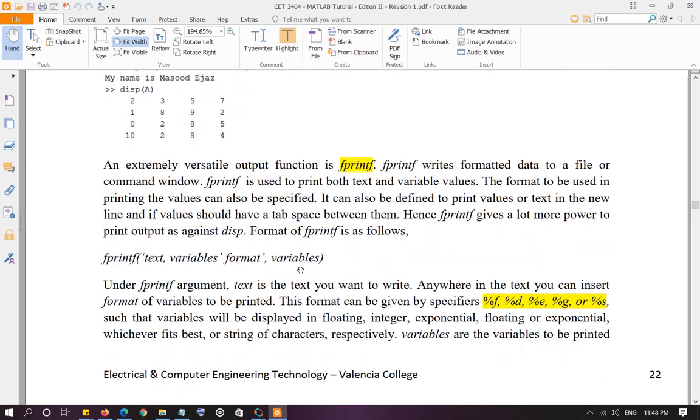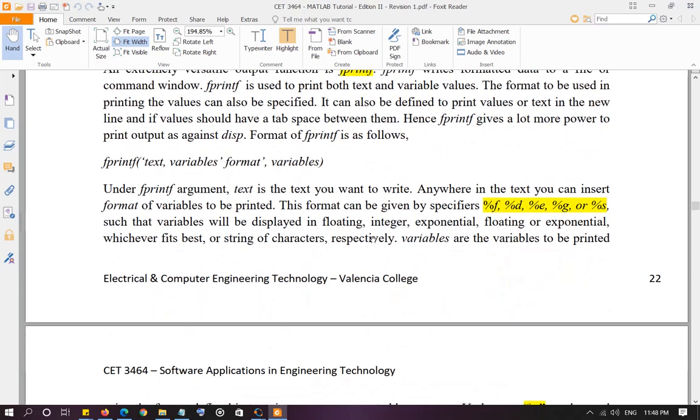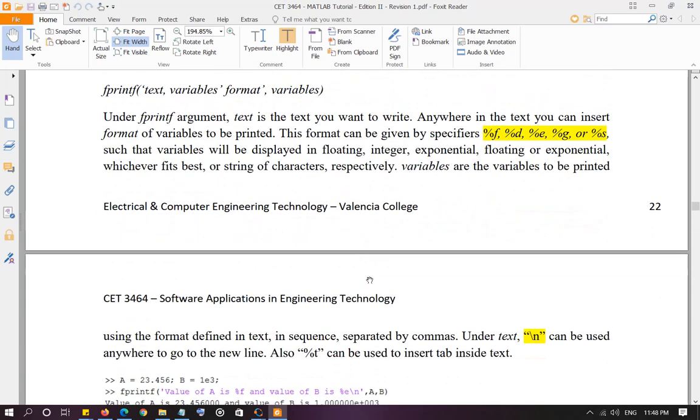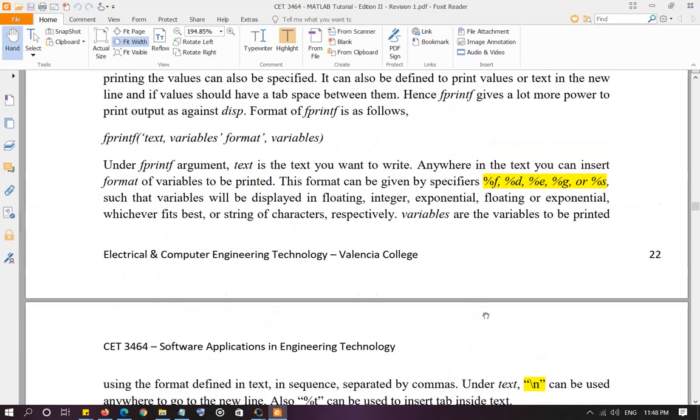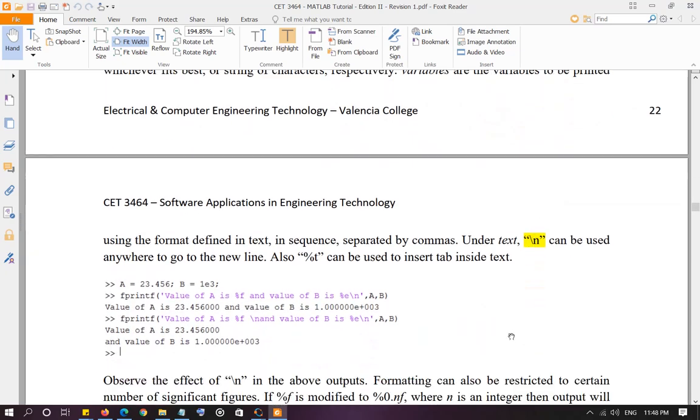Alright, what's the format? Fprintf, this is the format right here. Whatever text you want to write and whatever variables that you want to display. So this is not an easy way to understand. Let me just go to the example, and then I'll come back to that.